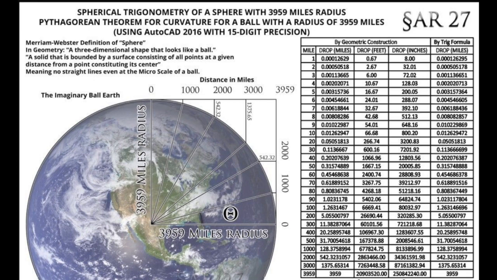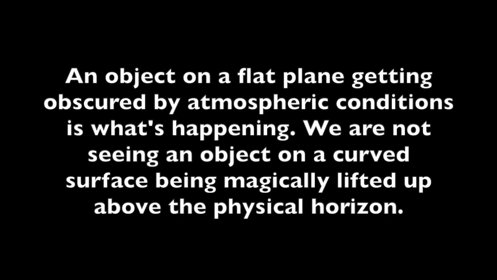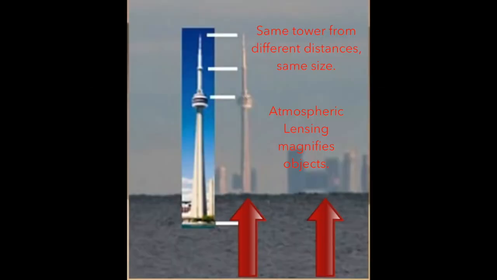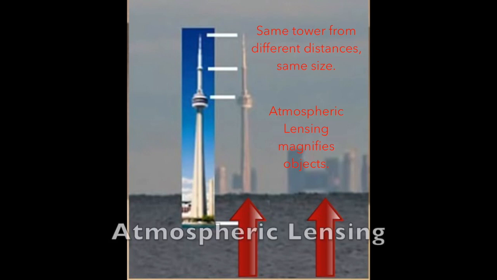And what I'm telling you is that an object on a flat plane getting obscured by atmospheric conditions is what's happening. We are not seeing an object on a curved surface being magically lifted up above the physical horizon. Now, we could talk about other topics like ocean swell and tides when it comes to long-distance viewing over the ocean. But for now, I'd like to talk to you about the second atmospheric condition that many people mistake for Earth curve, and this is called atmospheric lensing.